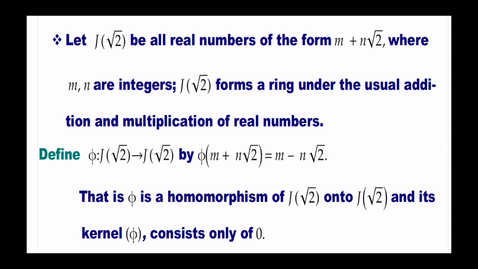Let J of root 2 be all real numbers of the form m plus n root 2, where m and n are integers. J of root 2 forms a ring under the usual addition and multiplication of real numbers. Define phi from J of root 2 to J of root 2 by phi of m plus n root 2 equals m minus n root 2. That is, phi is a homomorphism of J of root 2 onto J of root 2 and its kernel consists only of 0.